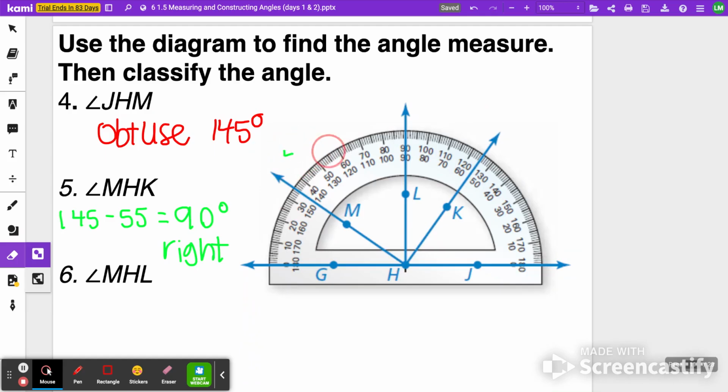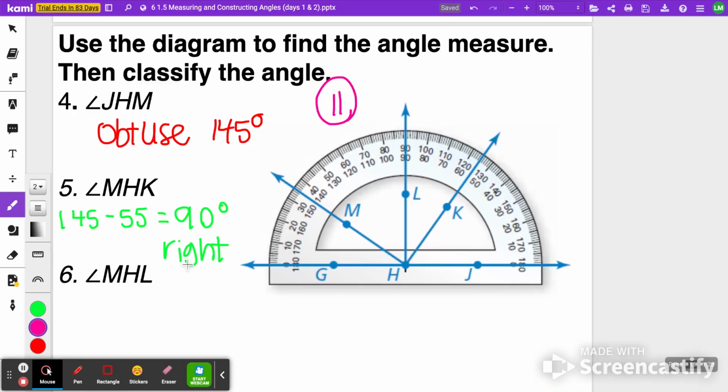If you want to pause this video right now, you can try MHL on your own. Go ahead. When you're done, click play, see if you found it right. So MHL, again, I'm going to highlight that here. Here's M, H, and L.